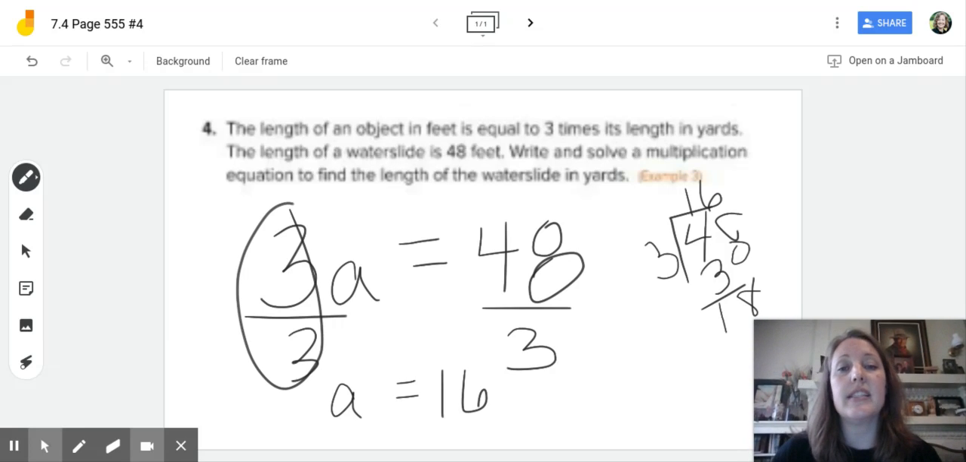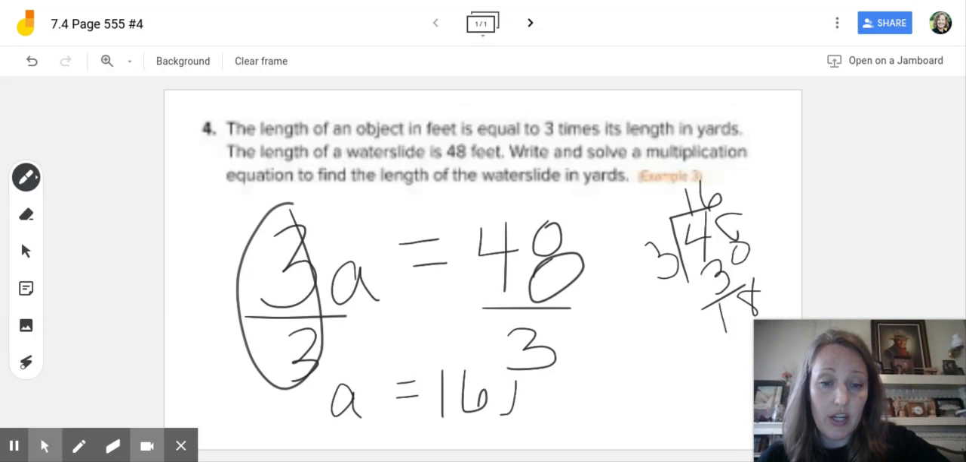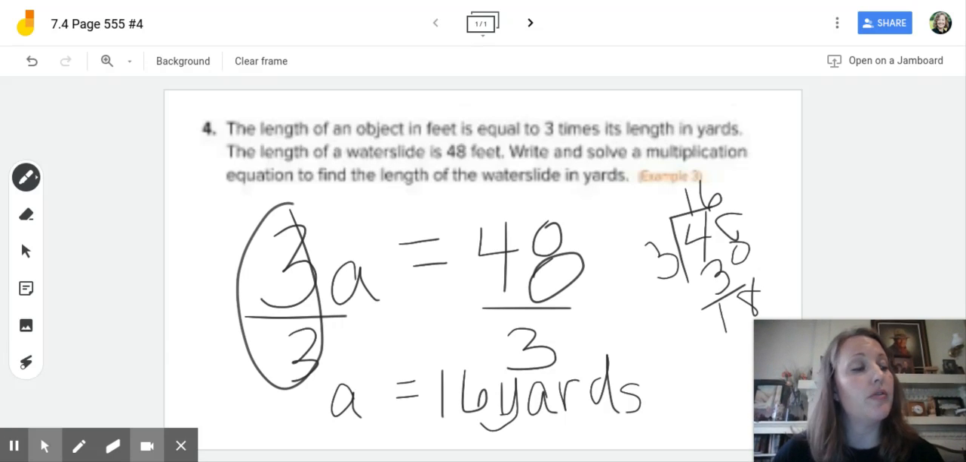And that is not feet, it is yards. Yards, right? Y-A-R-D-S. Okay, so my answer for number 4 on page 554 in your textbook is 16 yards. Hope that was helpful.